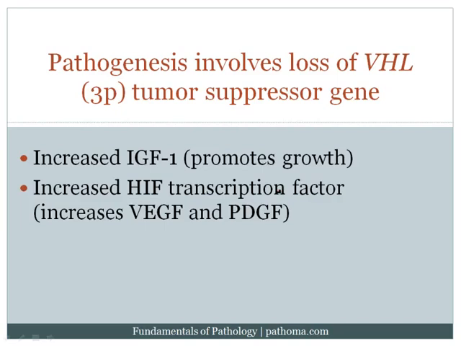Very important to note, in particularly high yield, that the pathogenesis of renal cell carcinoma involves loss of VHL, which is a tumor suppressor gene. Now when you lose VHL, that increases insulin-like growth factor, which promotes growth, and it also increases HIF transcription factor, which increases both vascular endothelial growth factor and platelet-derived growth factor. So that would promote both angiogenesis and growth of the tumor.